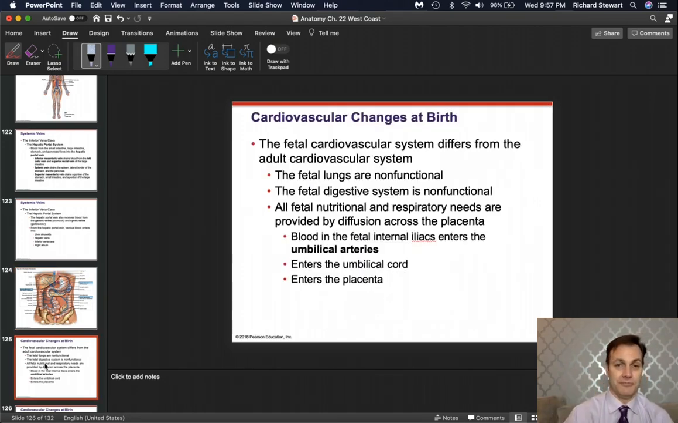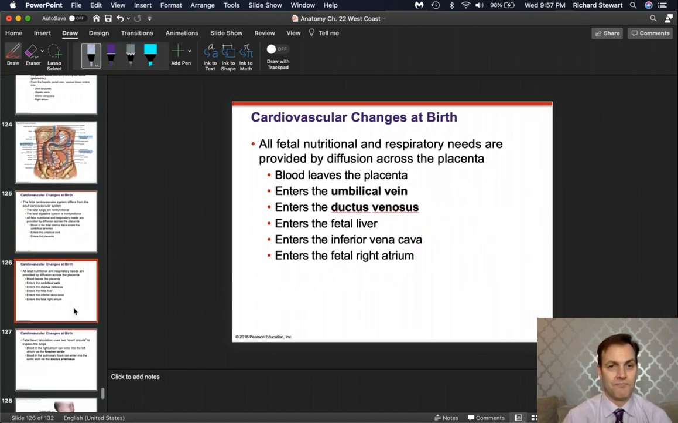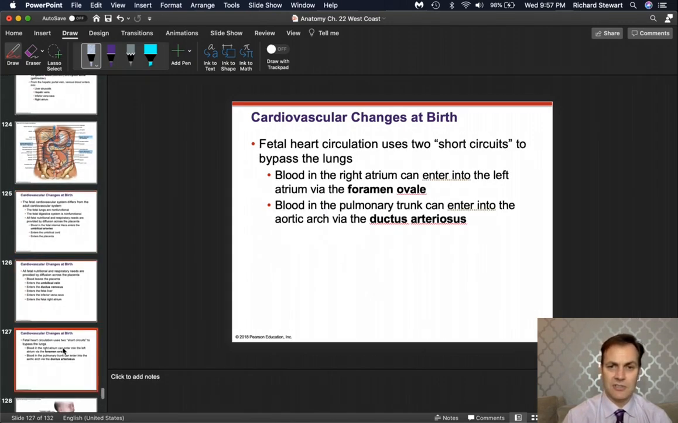So remember, blood transports. That's the only thing you need to be aware of. Let's see.